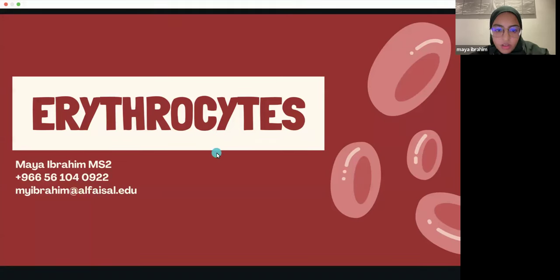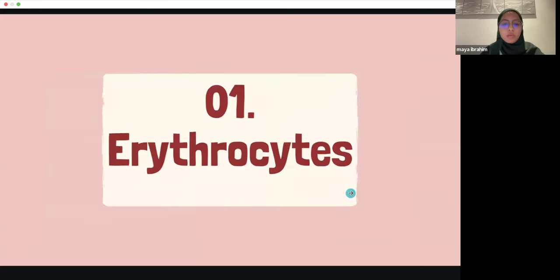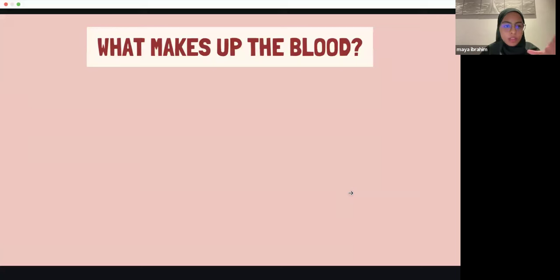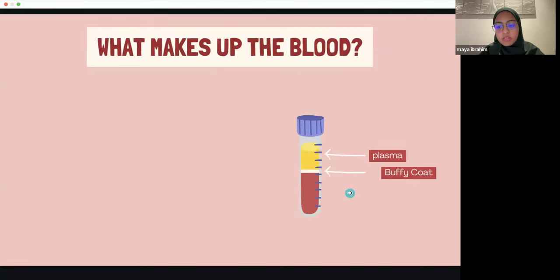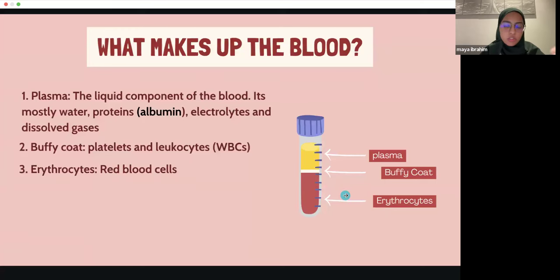Okay, so for the objectives of today's PAL, we have erythrocytes, erythrocyte membrane, the metabolism, and the metabolic effects. So, can anyone tell me what makes up the blood? The blood is made up of three layers. We have the plasma, we have the buffy coat, and we have the erythrocytes. The plasma is the liquid part of the blood, and it contains proteins such as albumin, electrolytes, and dissolved gases. The buffy coat has platelets and leukocytes, which are white blood cells. And finally, erythrocytes, which is our main topic for today's lecture.